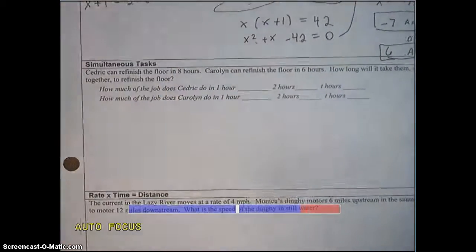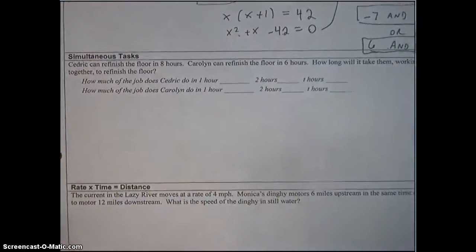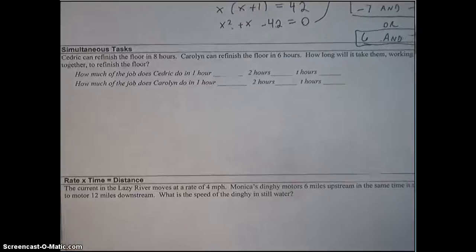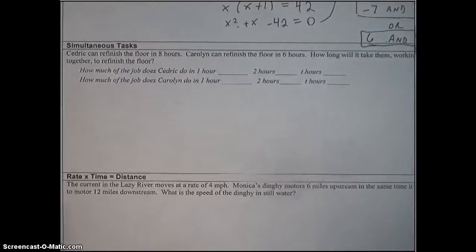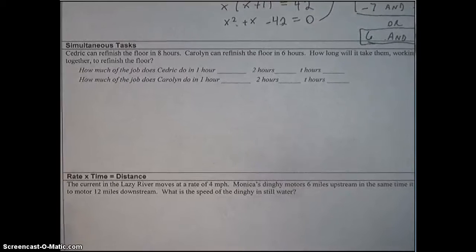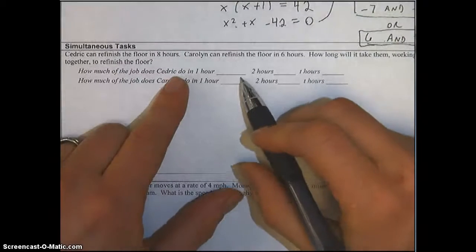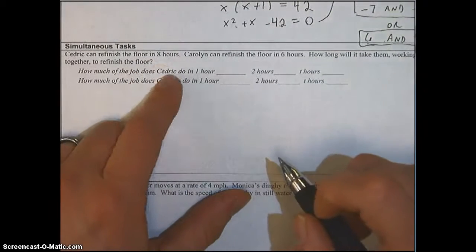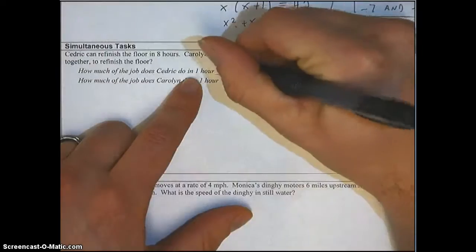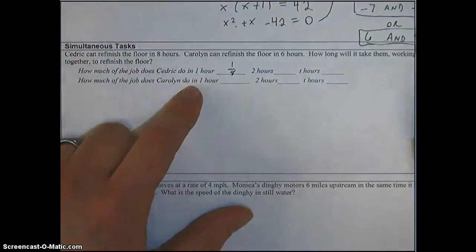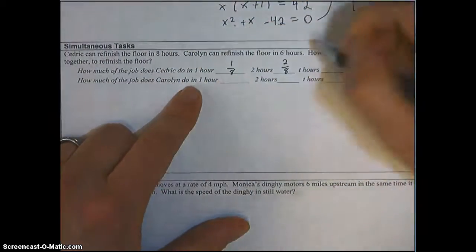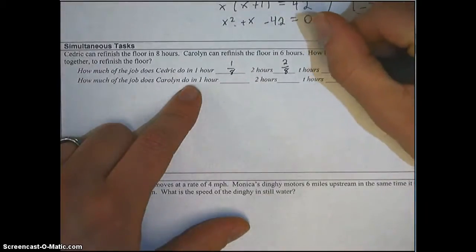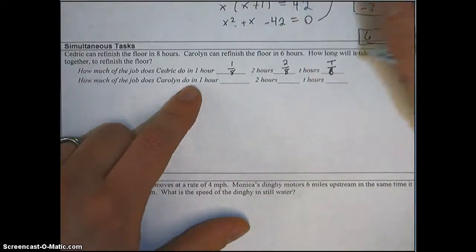Another kind of problem we did was this one. Cedric can refinish the floor in 8 hours. Carolyn can refinish the floor in 6 hours. How long will it take them working together to refinish the floor? And I've set up a little hint for you here. So if he can finish the floor in 8 hours, then in 1 hour, he can do 1/8 of the floor. In 2 hours, he can do 2/8 of the floor. And in t hours, he can do t over 8 of the floor.